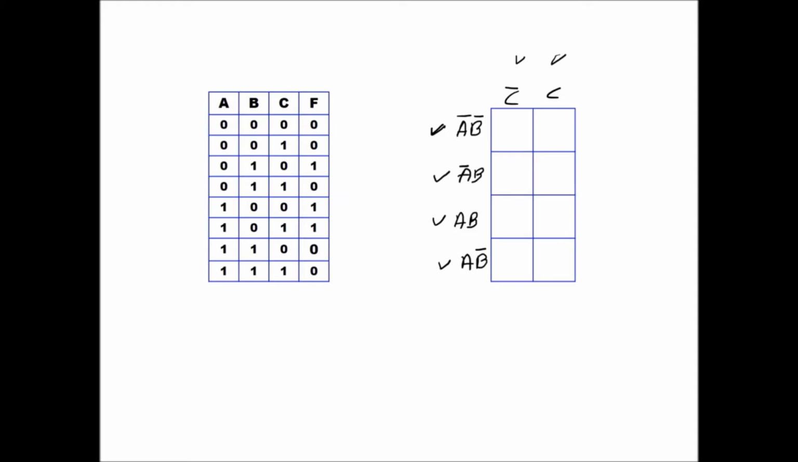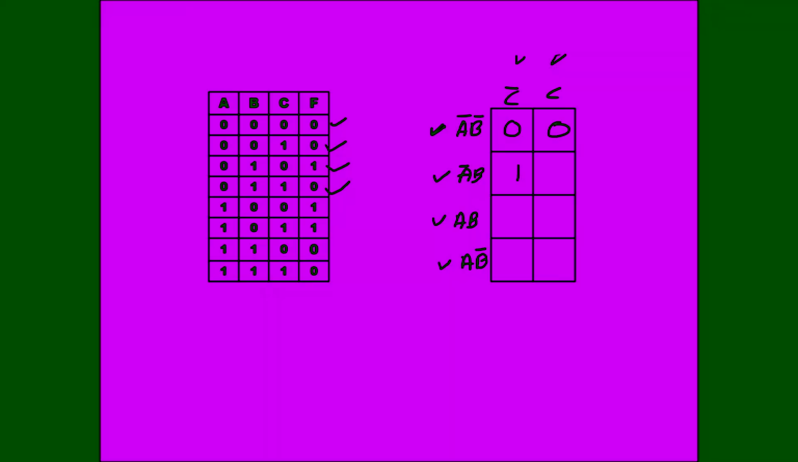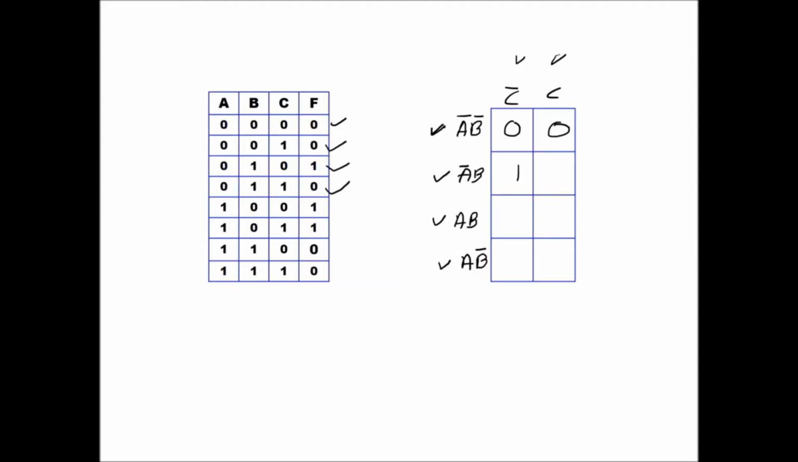So let's fill them in. This is pretty easy. The first row right here is not A, not B, not C. That refers to this cell right here, which is a 0. The next one is not A, not B, C. That's this guy, also a 0. Now here I have a 1, which is not A, B, not C. That is a 1.